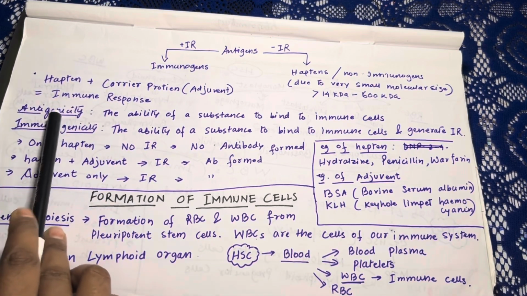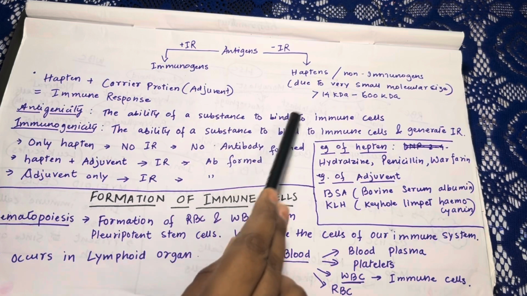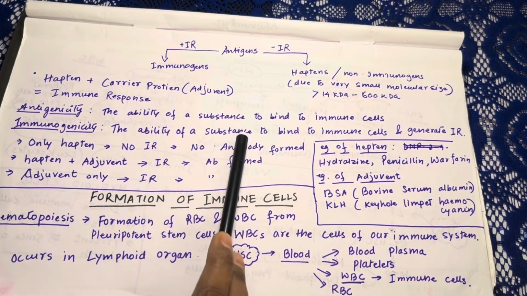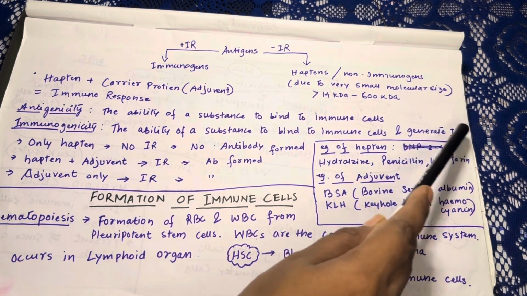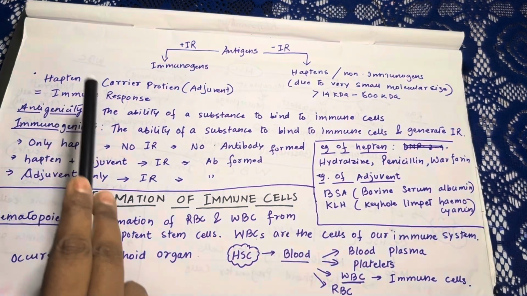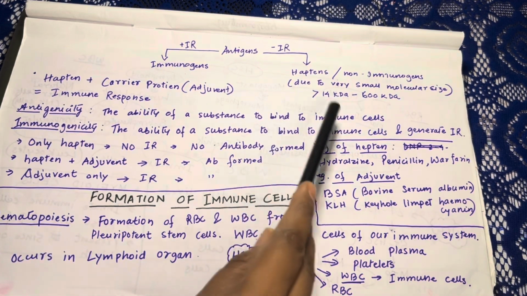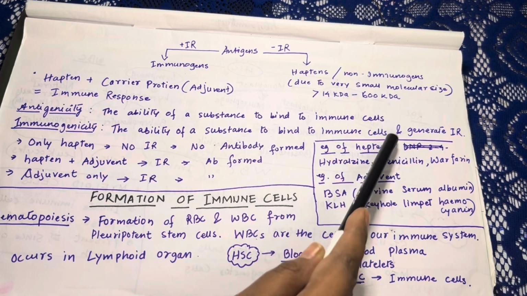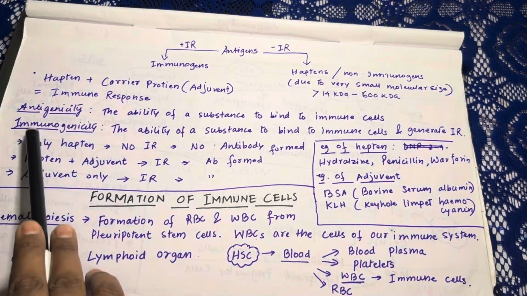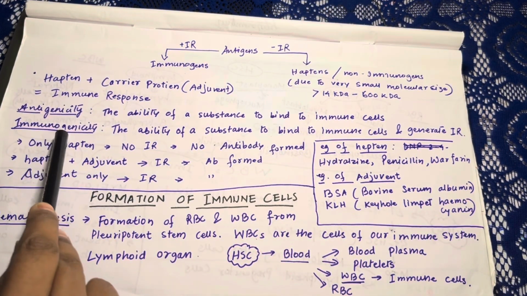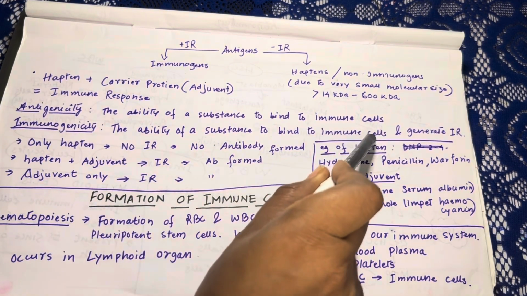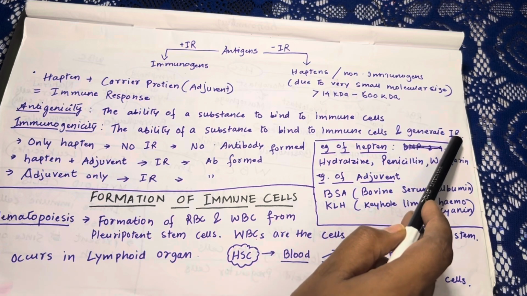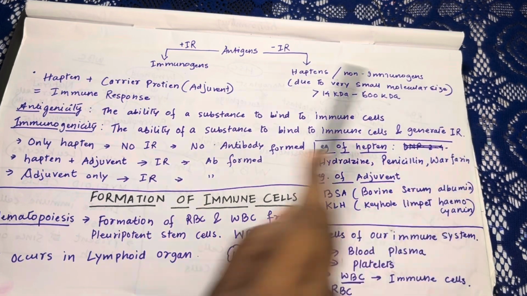What is antigenicity? The ability of a substance to bind to immune cells. And what is immunogenicity? The ability of a substance to bind to immune cells and generate an immune response. If the molecule is an antigen, then definitely it can bind to immune cells, but it cannot activate our immune response or the immune system. And if a molecule is an immunogen, then it can bind to immune cells, and also it can generate or activate our immune system, or it can trigger our immune responses.